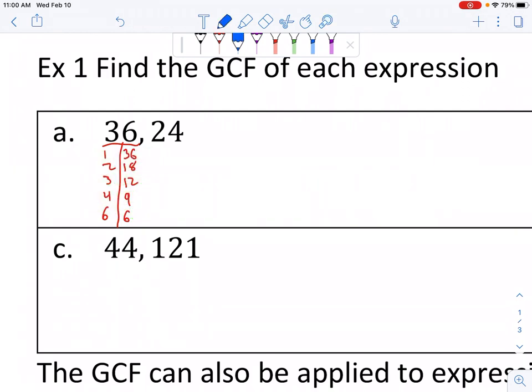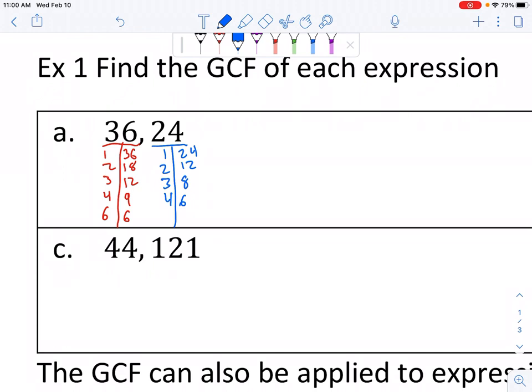And then with 24, I'm going to do it right next to it in blue here. 1 times 24, 2 times 12, 3 times 8, 4 times 6, and 5 doesn't work.